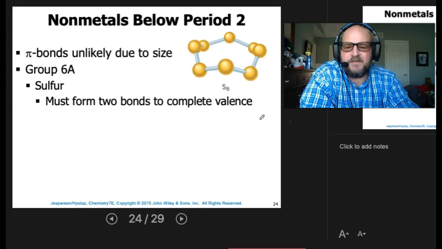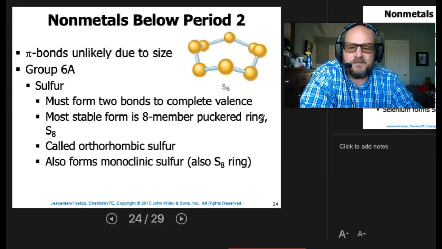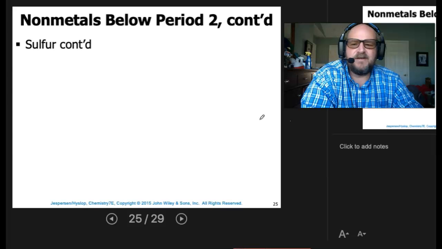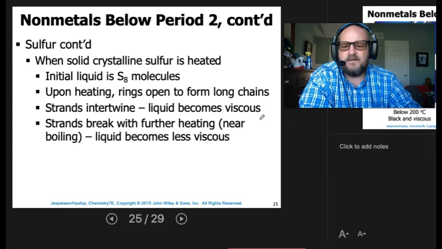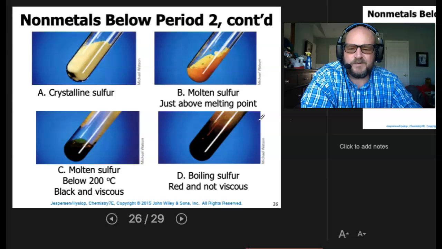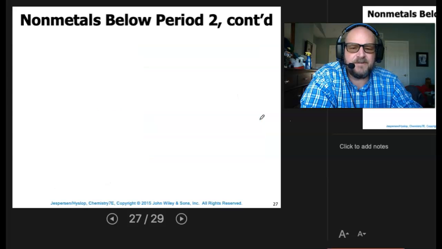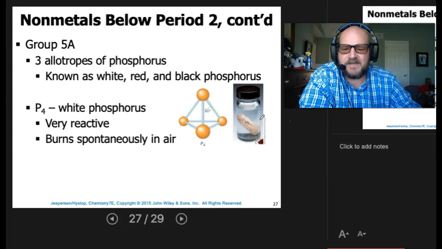We move to group 6A, we get sulfur. Sulfur can form S8, called orthorhombic sulfur. Selenium will also do it. So here we can see we have crystalline sulfur, molten sulfur. Molten sulfur below 200 becomes black and viscous. Boiling sulfur will be red, but is not viscous. All right, what else? White phosphorus. There's a couple different phosphoruses.